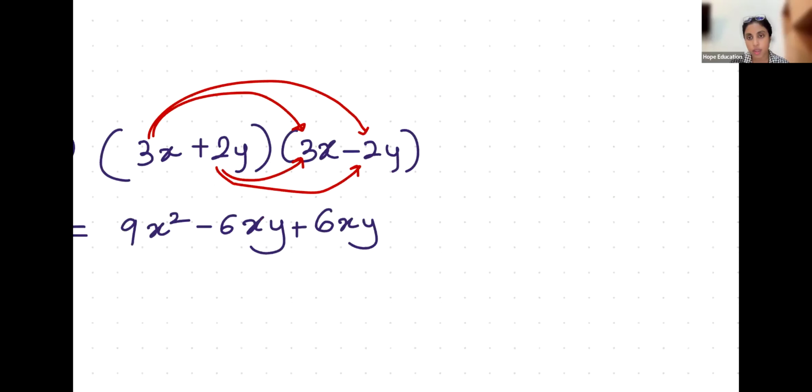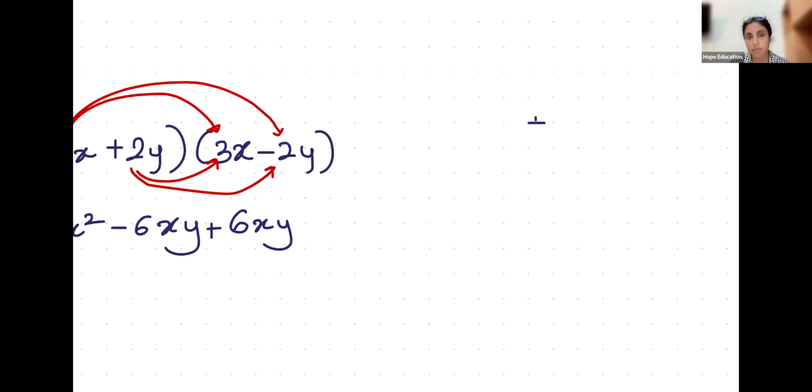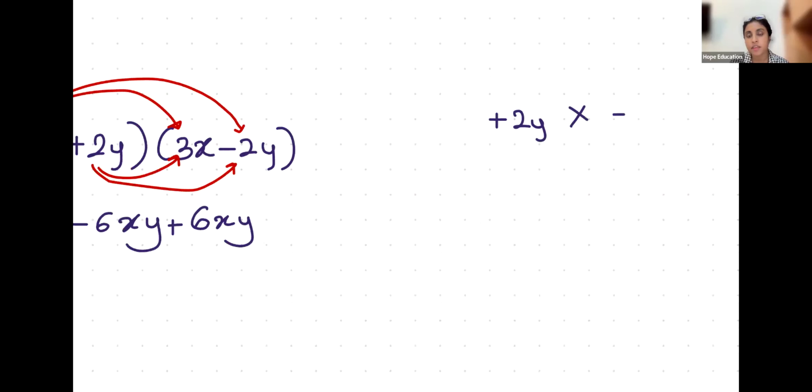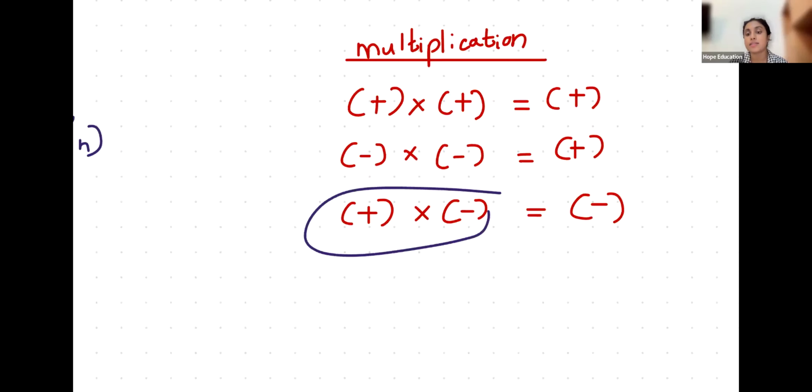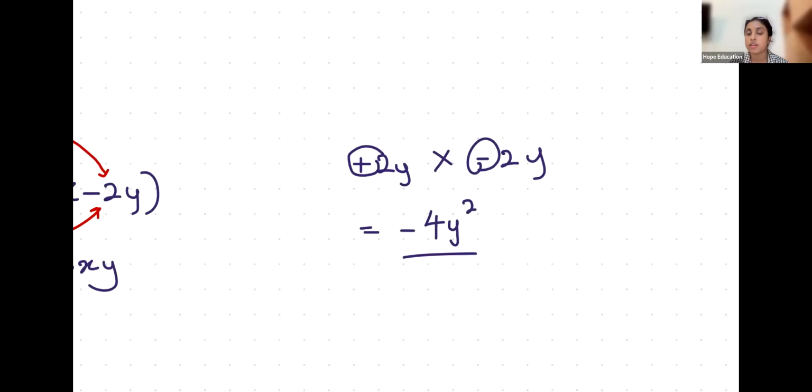So plus 2y multiplied by minus 2y. So here 2 times 2 is 4. Y times y is y squared. Different signs, no? When different signs are multiplied, answer gets minus. So here answer is minus. So it's minus 4y squared. This is multiplication. Is it clear, Sasheli? All right, Miss. Thank you.